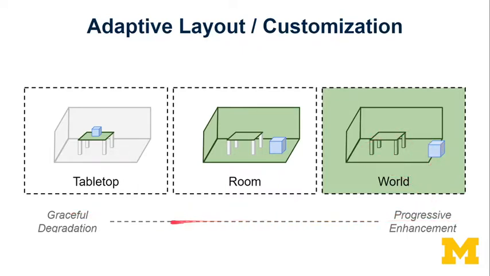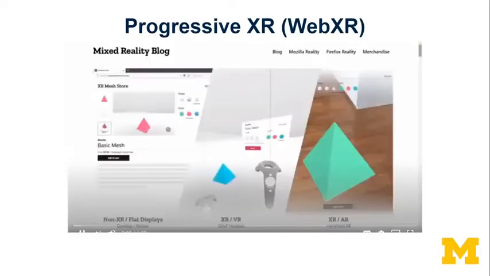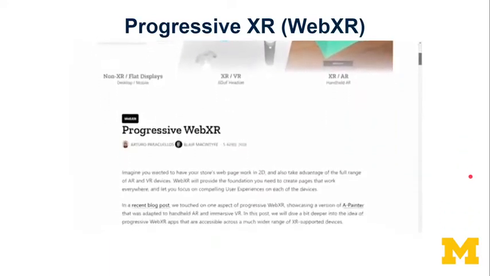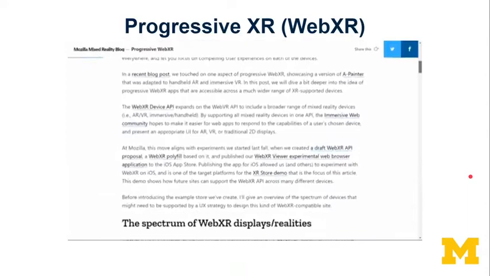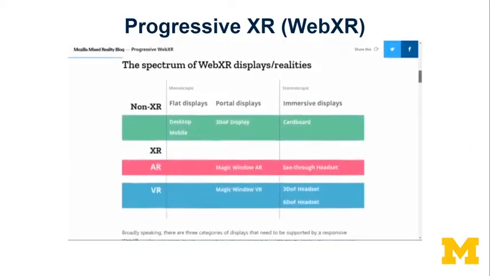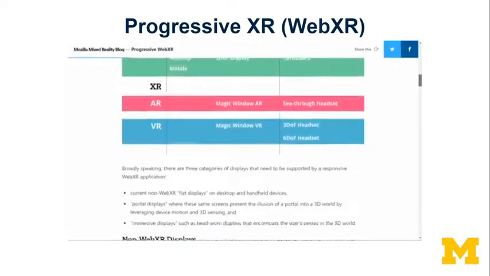So I'm thinking in terms of these two concepts because these are concepts that I'm familiar with when it comes to progressive web and responsive web design. So we're going to look at progressive XR. Here's a little case study that friends and colleagues at Mozilla did. Shout out to Blair McIntyre, really cool person.